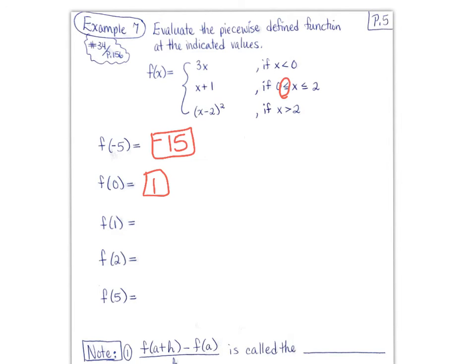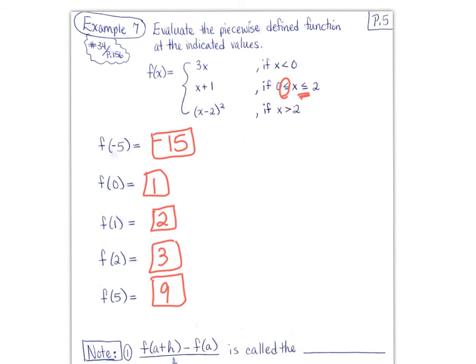f of 1, what part of the function are you in? Part 2. Good. What do you get? 2. Good. f of 2, what part of the function are you in? 2. Very good. What do you get? 3. Good. Notice that you are in part 2 here because you have the actual less than or equal to there. f of 5, what part of the function are you in? 3. Good. What do you get? 9. Excellent. What questions do you have?